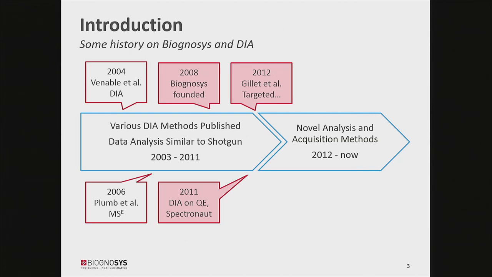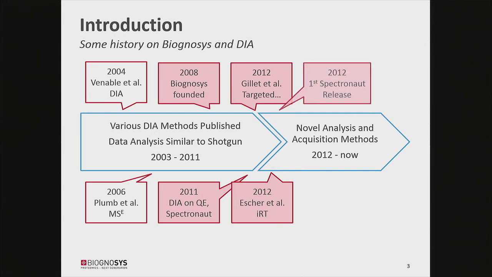Then in 2012, there was the first publication about targeted analysis of DIA data, from the Aebersold lab. In 2012, we also published a paper on iRT, indexed retention time. Back then, we were mainly using it for MRM, but later on it proved to be very useful also for the analysis of DIA data, and I'm going to show a few slides about that as well. Then in 2012, we made the first public release of the Spectronaut software.